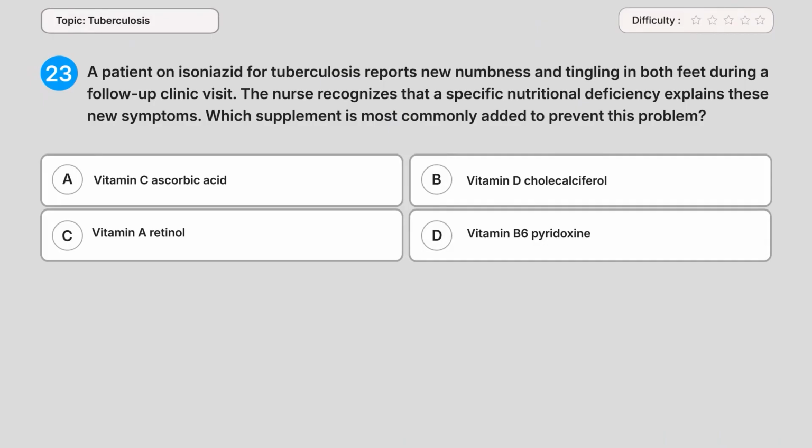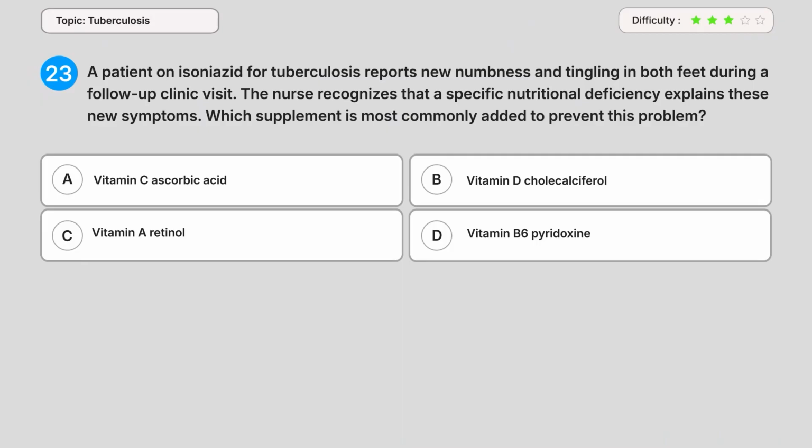Question 23. A patient on isoniazid for tuberculosis reports new numbness and tingling in both feet during a follow-up clinic visit. The nurse recognizes that a specific nutritional deficiency explains these new symptoms. Which supplement is most commonly added to prevent this problem?